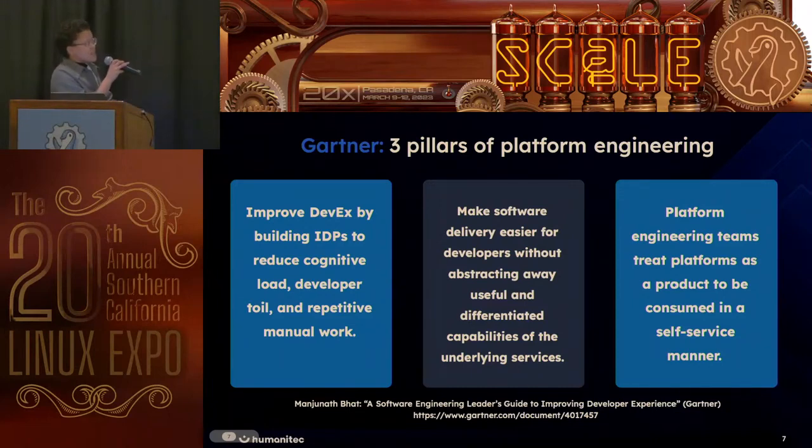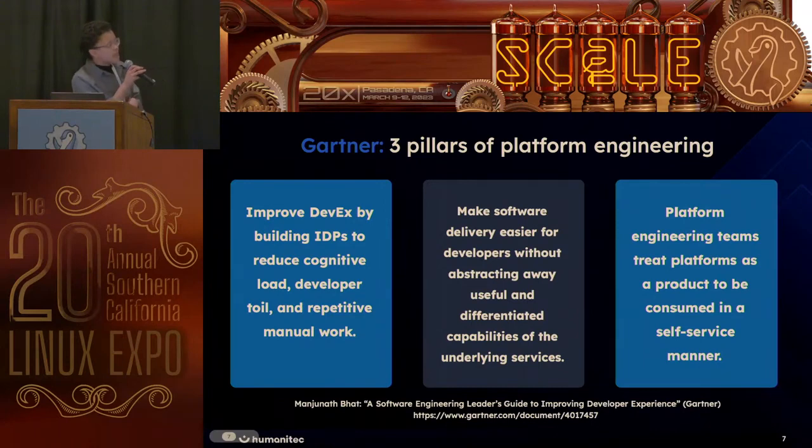The second pillar is that platform engineering makes software delivery easier for developers without abstracting away useful and differentiated capabilities of the underlying services. Now, we're going to talk about this pillar in terms of golden paths versus golden cages. You want to support your developers with the tech and tools without making it so that they can't go off-road when necessary. So striking that balance is going to be really key for a successful platform.